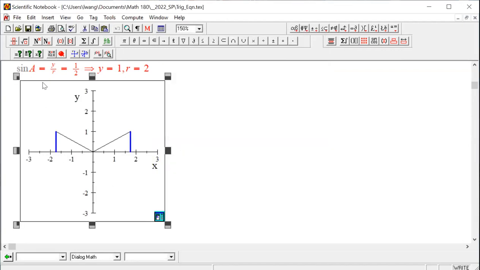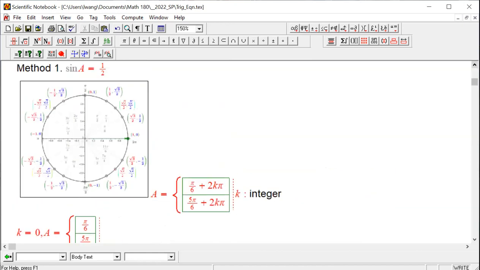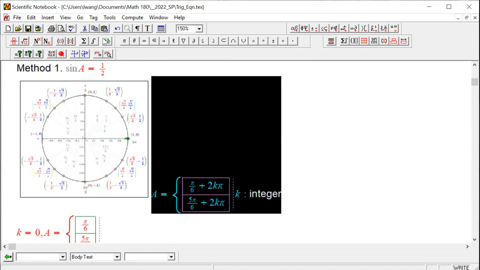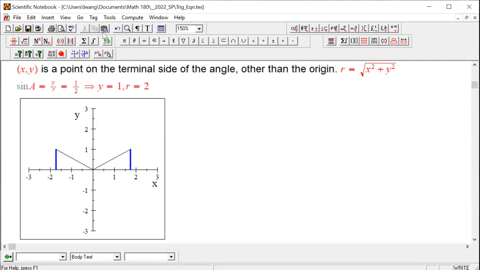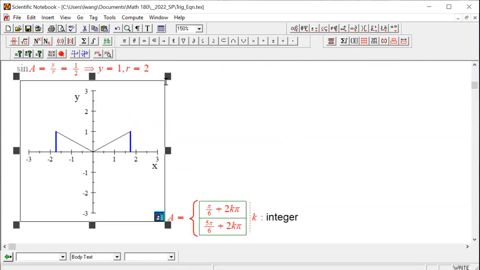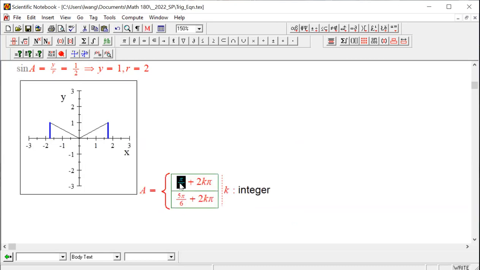Once you identify these two terminals, the solutions can also be expressed another way. I'm going to show you another version of the solution. I wish you to be reminded of arc sine. What is the arc sine of half?